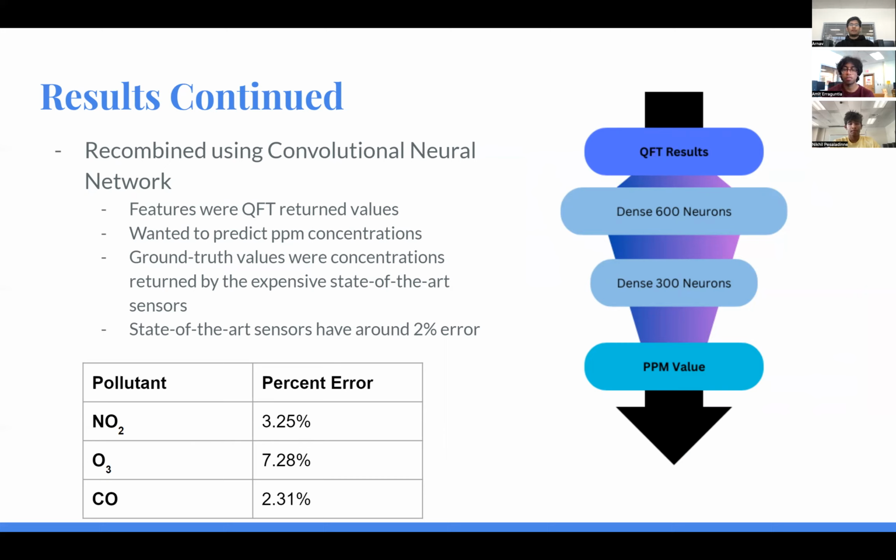Using a convolutional neural network, we trained it with the inputs and used the ground truth ppm values as the outputs. After we trained it, we obtained percent errors of 3.25% for NO2, 7.28% for O3, and 2.31% for CO, which are pretty low and comparable to state-of-the-art sensors, which have around a 2% error. So with a much cheaper sensor, we're able to achieve similar error results.